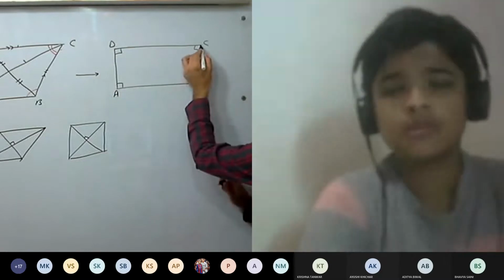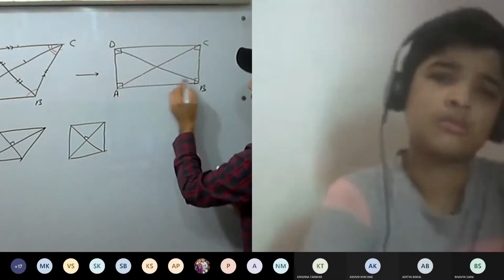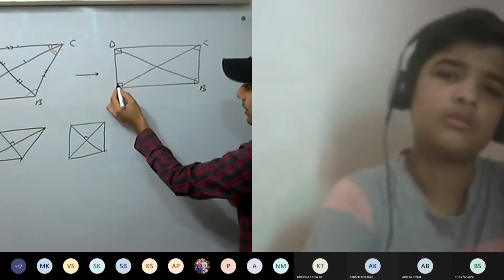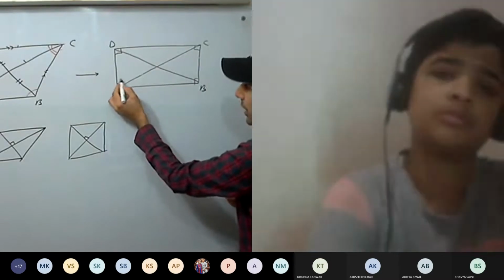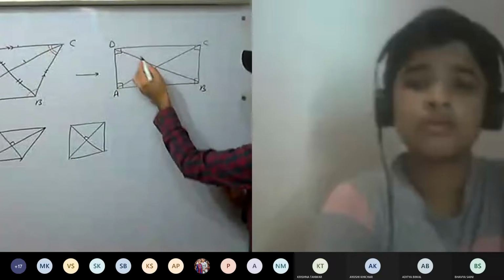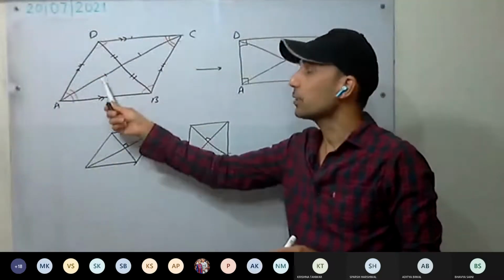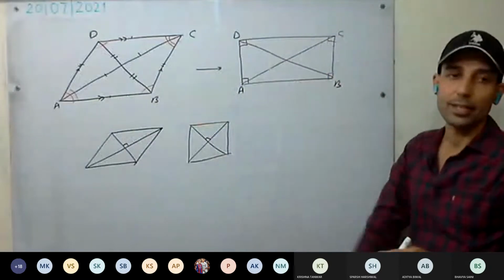Now diagonals. You can see that the diagonal is not bisecting the angle. This angle is bigger than this one. In parallelogram, diagonals are not equal. If diagonals become equal, it will become rectangle.